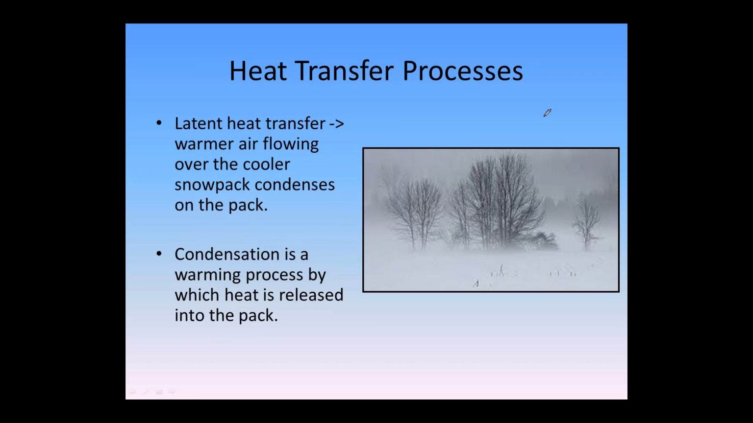Another big factor governing snowmelt is the heat transfer process. We like to think of this as called latent heat transfer. It's a fancy term of just heat being transferred from one object to another under a constant temperature regime. Warmer air flowing over colder snowpack condenses on the snowpack. That is a latent heat transfer process.